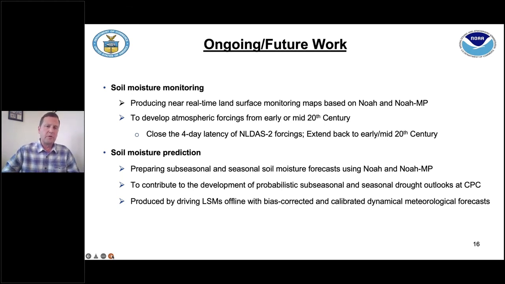And we do plan to prepare subseasonal and seasonal soil moisture forecasts using NOAA. And that would help contribute to the development of probabilistic subseasonal and seasonal drought outlooks at CPC. So that's certainly our goal, and it is in the works. And we would use bias-corrected and calibrated dynamical meteorological forecasts of temperature and precipitation to help make those probabilistic drought outlooks more skillful.